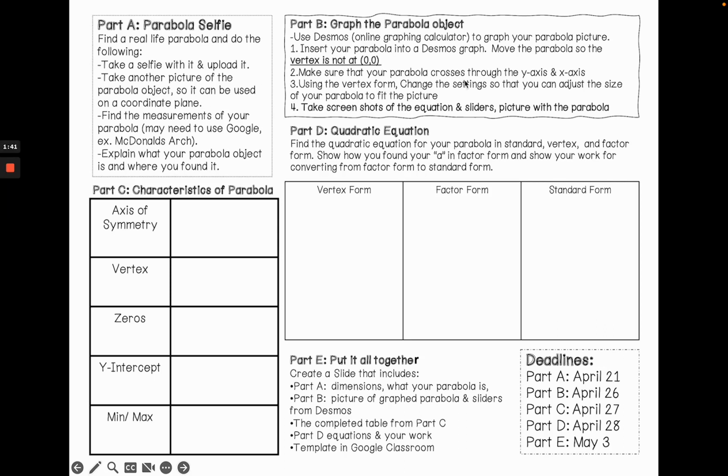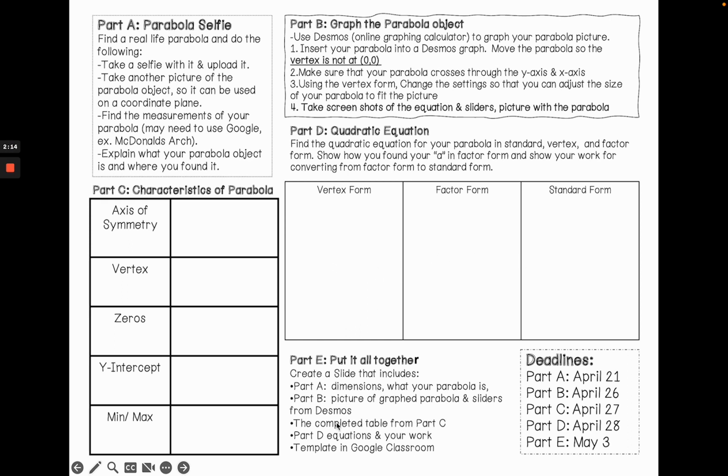B is uploading it into our Desmos graphing calculator and figuring out what the equation is in vertex form. C is identifying parts of the parabola while it's in Desmos. And then part D, we're going to take your vertex form and also create factor form. And from factor form, we're going to distribute that and create standard form. So eventually we're going to end up with all three forms of your one parabola.